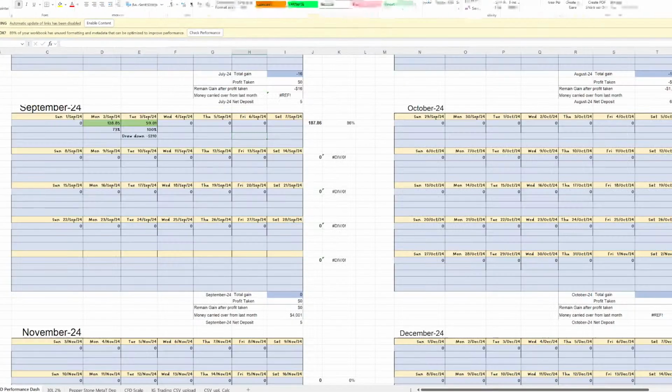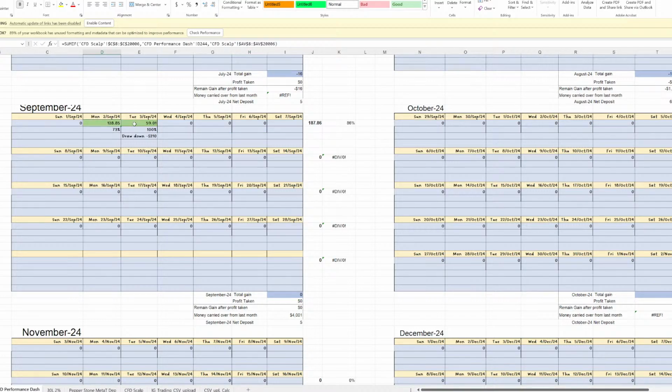So if you actually look into this one, you can see that yesterday was like a $128 profit and today is roughly around a $300 profit, so that I made close to 85% of this balance.